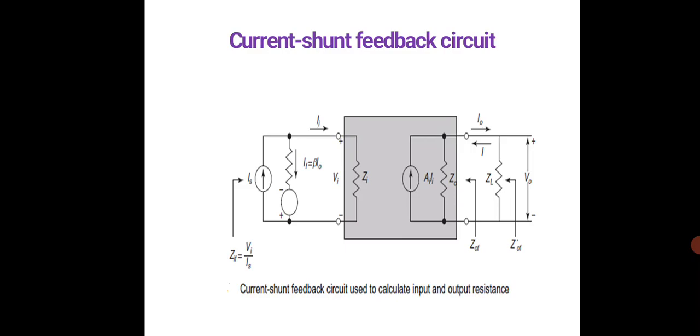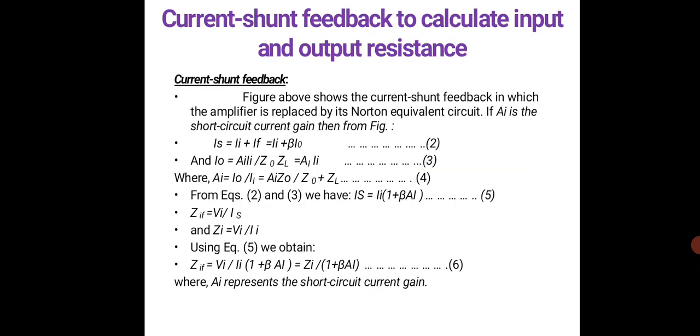Current shunt feedback circuit. This diagram shows the current shunt feedback circuit, which is used to calculate the input and output resistance. To calculate these, the figure we have seen on the previous slide, here the amplifier is replaced by its Norton equivalent circuit. If Ai is the short circuit current gain, then from the figure we can write the expressions for the input source current and the output current I0. From equation 5 and all the substitutions, we get the value as Zi divided by 1 plus beta Ai. Ai represents the short circuit current gain.